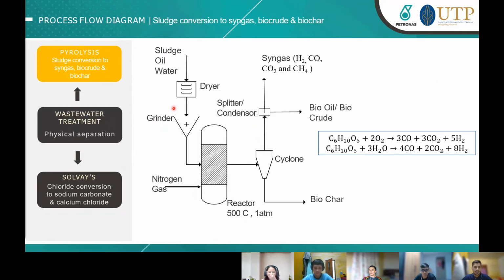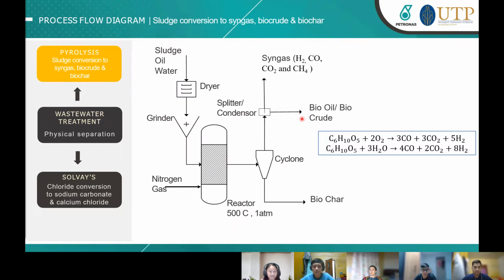In the pyrolysis process, the sludge and oil from the wastewater treatment process goes through a reactor at 500 degrees Celsius and 1 atm to be decomposed without oxygen. The products are then discharged into a cyclone where the vapor phase containing syngas and bio-oil escapes at the top stream, while the solid char exits at the bottom of the cyclone and is stored.